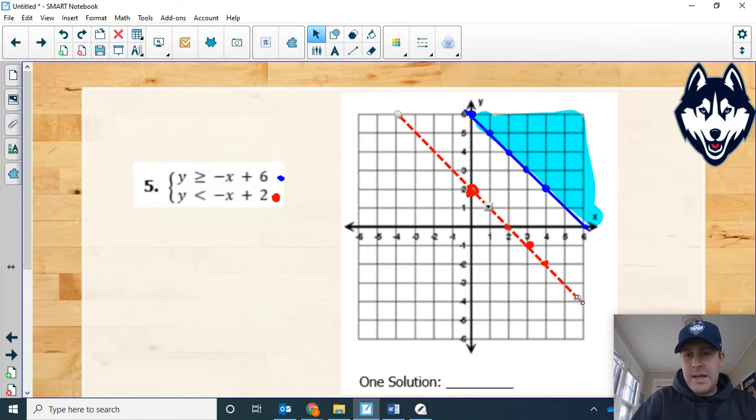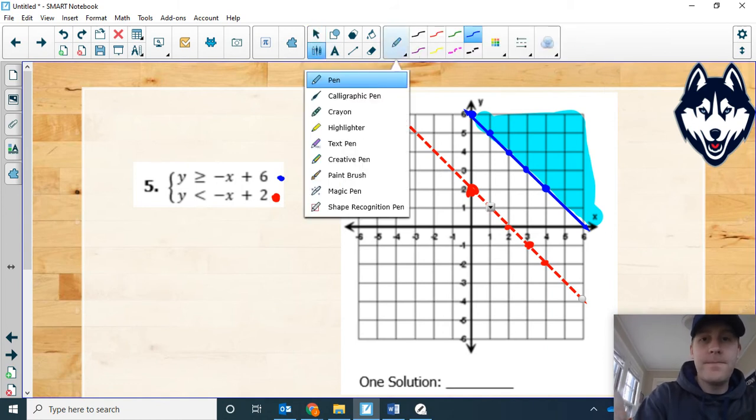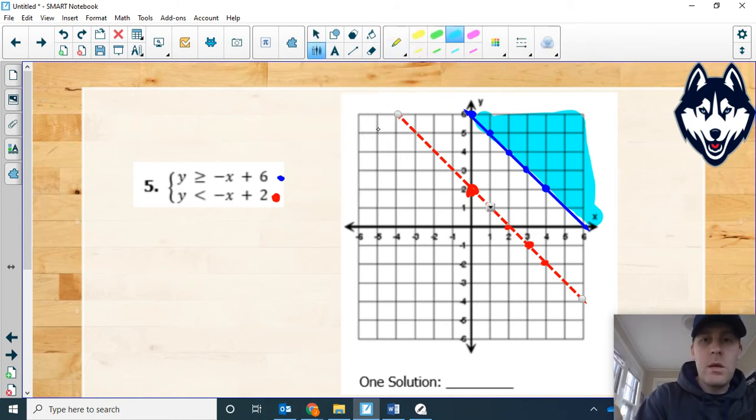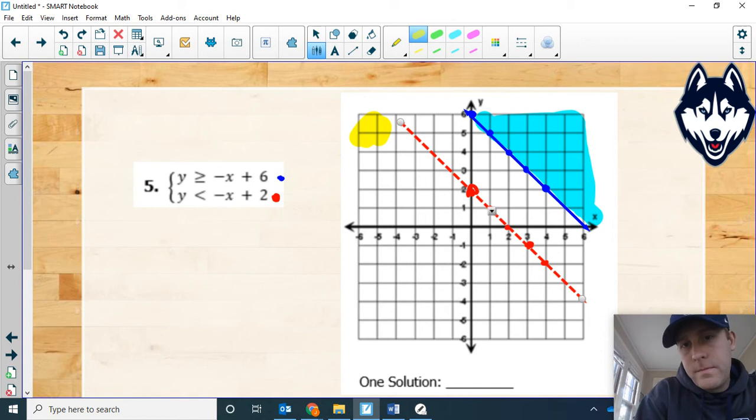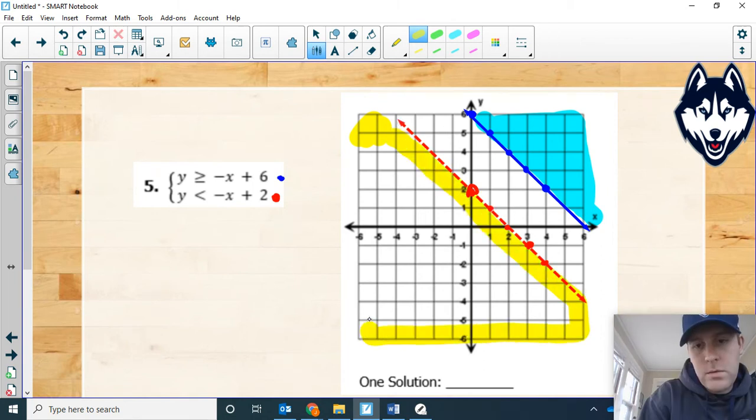And next I want to decide whether we're going to shade above or below. So it's y is less than, which means we want to shade below that line. Okay, so I'm going to come over here to my highlighter. And let's shade below. So I'm shading down this way. Really get that shading in.